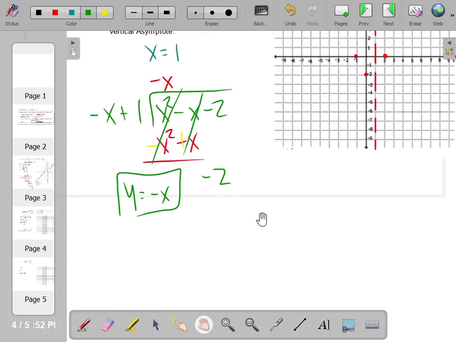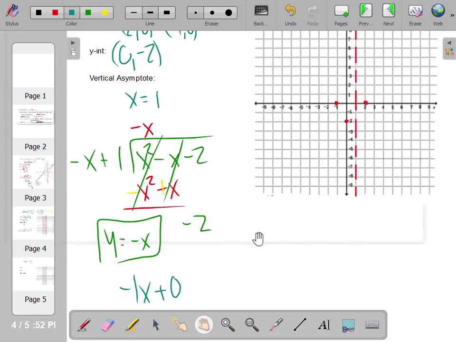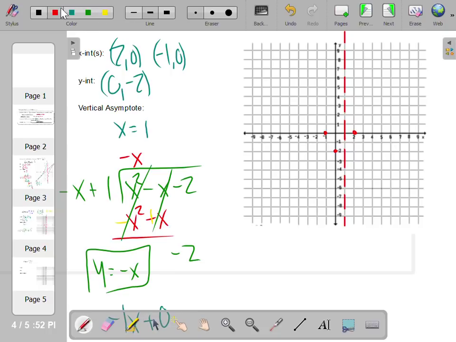Now, if that freaks you out, like I don't know how to graph that, that's negative 1x plus 0. So the y-intercept is 0, and the slope is negative 1. My asymptote looks like this.